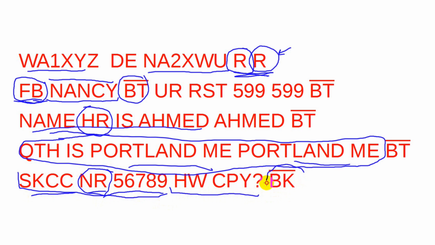Then he sends a prosign, a new one here, BK, run together. It means I am breaking my transmission so I can listen to yours. I often hear this as a B followed by a K, but properly it is run together, da da da da da da da, or like this.